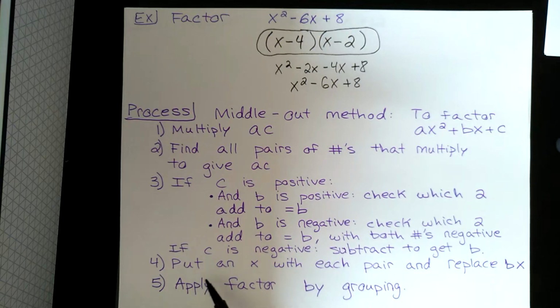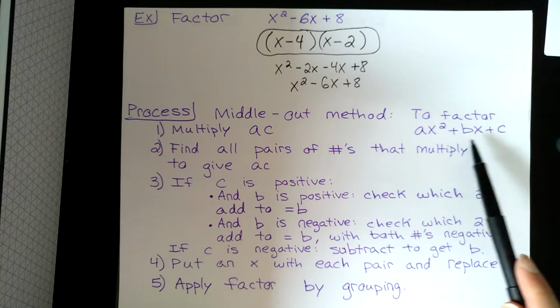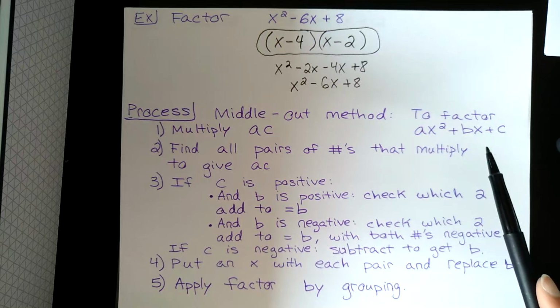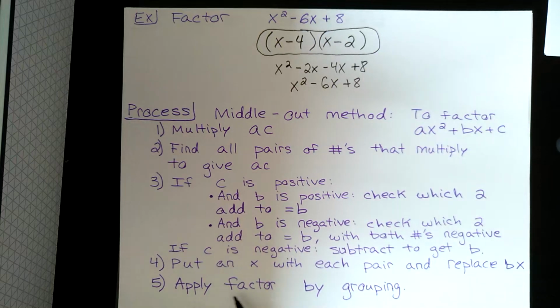At this point, you're going to put an X with each of the values in the pair that worked out and replace BX. You're going to replace your middle term. So now instead of 3 terms, you will have 4. And remember, when you have 4 terms, you can apply factor by grouping. So it changes the problem into a much easier form of factoring, which is factor by grouping.